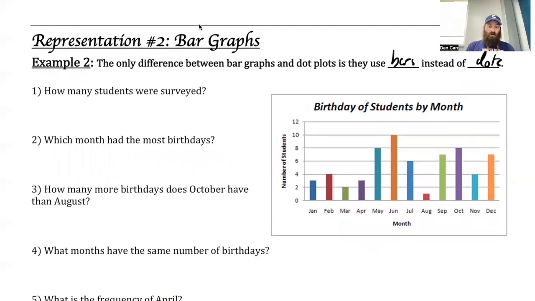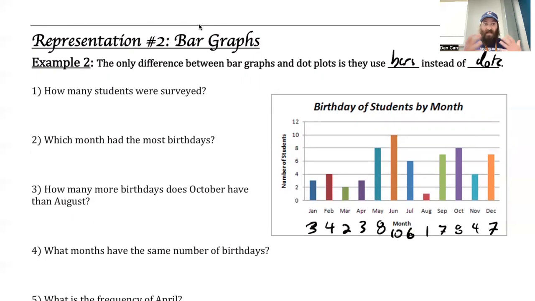So in this scenario, how many students were surveyed? Again, we're going to count it out. Well, let's read this real quick. Birthday of students by month. So these are the months, that's our categories. And then this is our frequency, which is the number of students in each case. So 3 students are in January, 4 in February, 2 in March, 3 in April, 8 in May, 10 in June, 6 in July, 1 in August, 7 in September, 8 in October, 4 in November, and 7 in December.